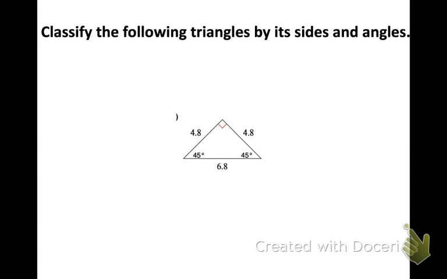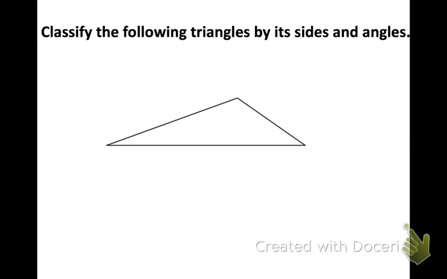Here we have, again, two congruent sides, so isosceles, and I have a right angle at the top, so right isosceles. Here I have no congruent sides, so scalene, and that angle at the top is clearly looking more than 90 degrees, so that would be obtuse.